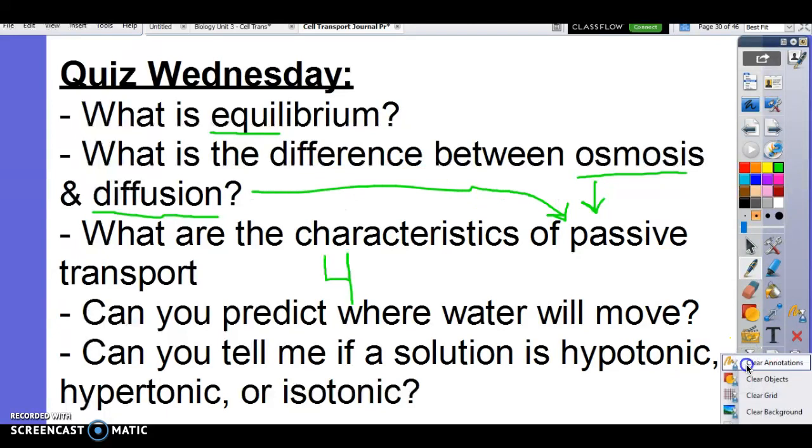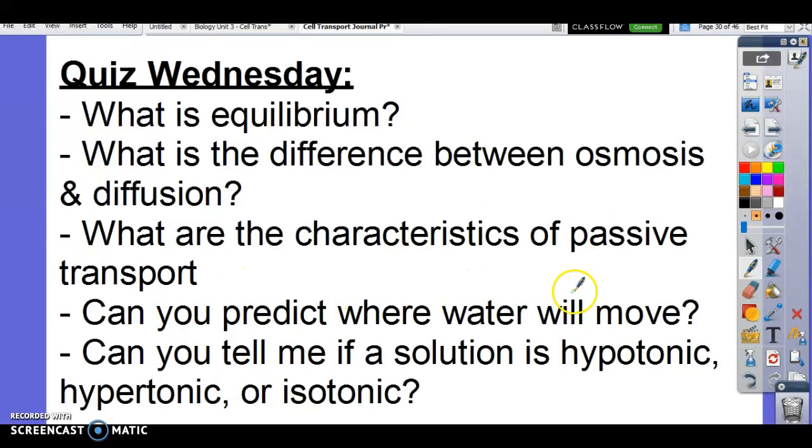Okay? All right, can you predict where water will move? So if I give you a little diagram, like with the beakers, and I tell you that inside is 80% water and outside's 20% water, can you tell me if water is going to move inside the cell or outside the cell? And then tell me what will happen to the size of that cell. Right, so if water is moving in, we know the cell is going to get bigger. If it's moving out, it's going to shrink.